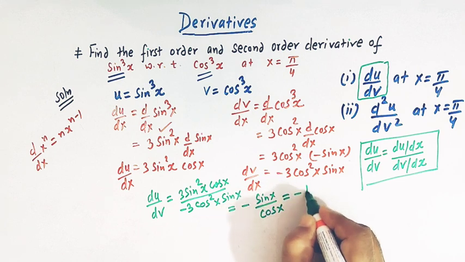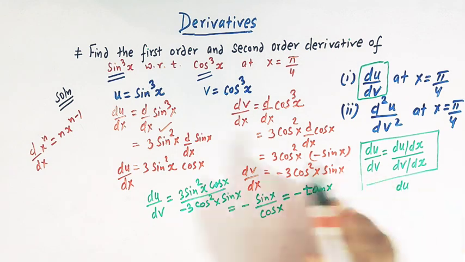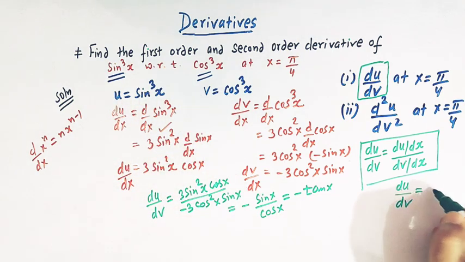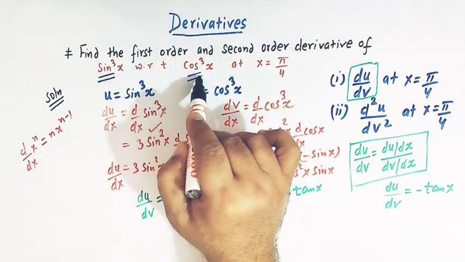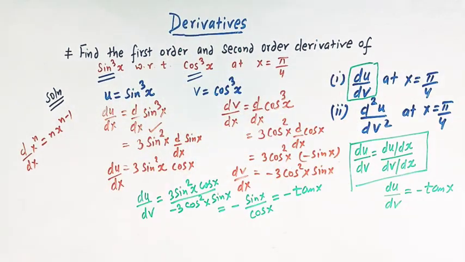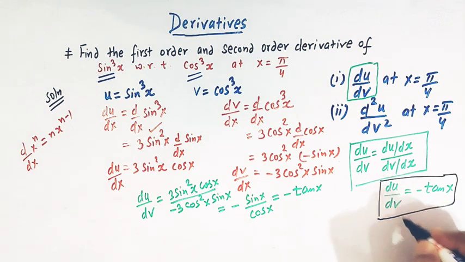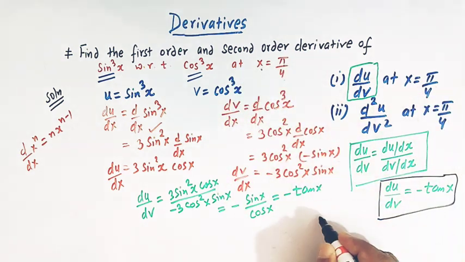That is equal to minus tan x. So the derivative of u with respect to v is given by negative of tan x, right? So now the first order derivative of sine cube with respect to cos cube x is given by this expression, right?